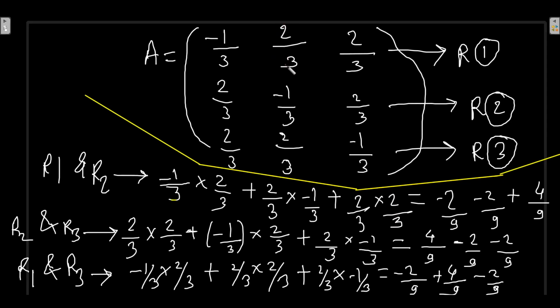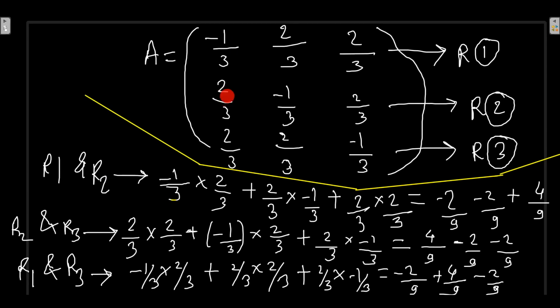Now, let us learn about the second property of an orthogonal matrix. The second property is that for row 1 and row 2, when you take the products of the elements, this element multiplied by this element plus this element multiplied by this element plus this element multiplied by this element should be equal to 0. The sum should come out to be equal to 0. So let us take row 1 and row 2 first.